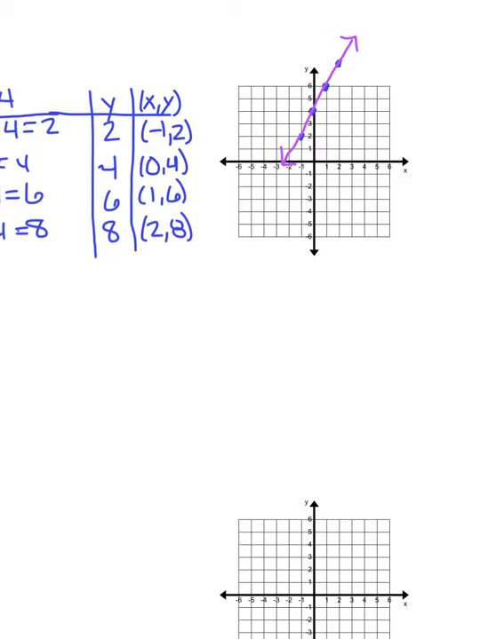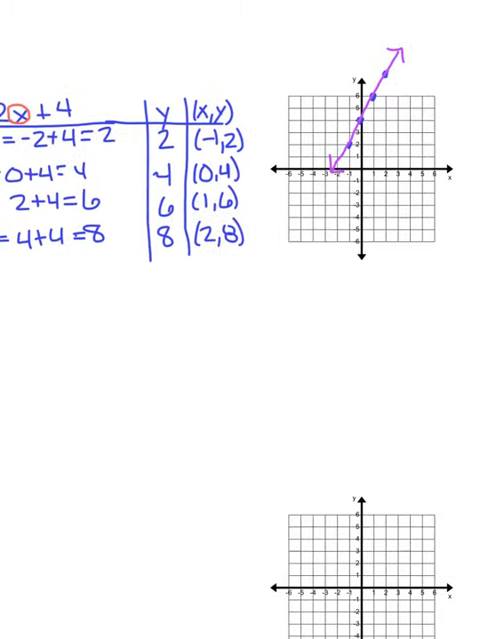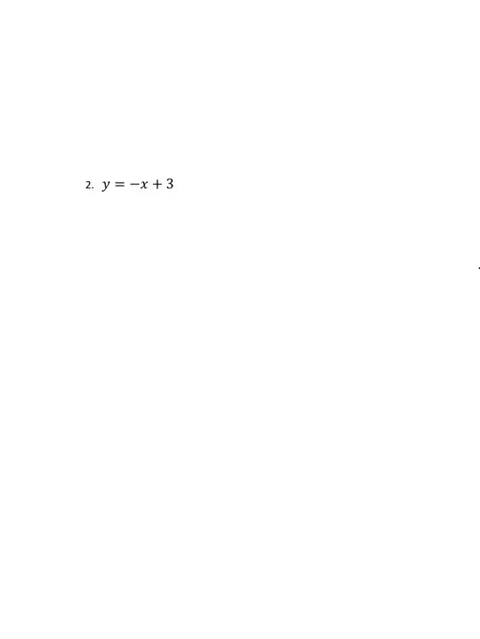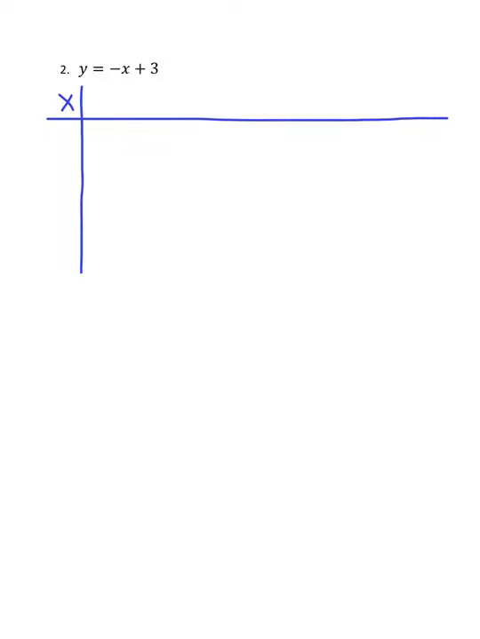We're going to do 4 more problems together. One more very similar to this one. So let's come down here to number 2. All right, so first thing we're going to do is create our table of values to use. So I have x here, and then I'll put my y over here, and then my ordered pair, x comma y, and in the middle here, I have y equals, and if you want to put this as a -1, x plus 3, you can.